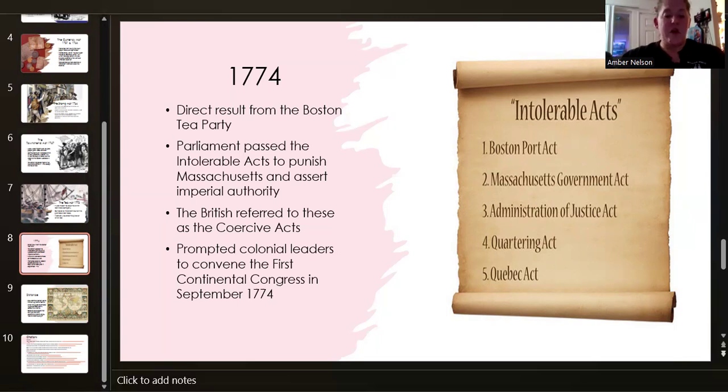Even though these laws were aimed at Massachusetts, they united the colonies in support. Other colonies sent aid, and leaders came together to form the First Continental Congress, a major step forward towards the resistance.